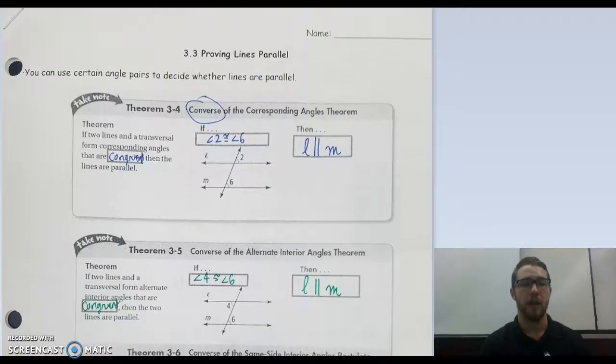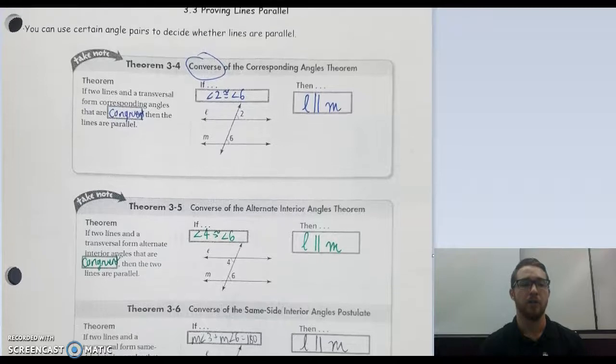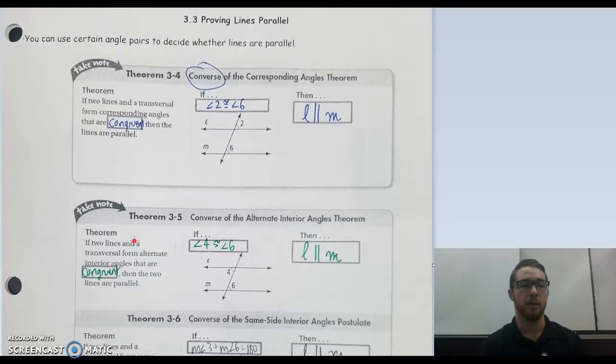So along that same line, if I'm doing the same idea but with alternate interior angles, so alternate interior angle converse, if two lines and a transversal form alternate interior angles that are congruent, then I also know they're parallel. So again, we had that connection from before, alternate interior angles, 4 and 6. This time, if I start with them being congruent, then I'm using that to show the lines are parallel, so not the other way around like 3.2.